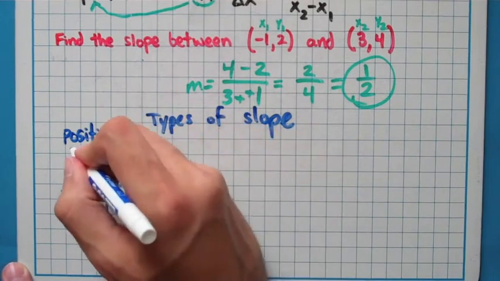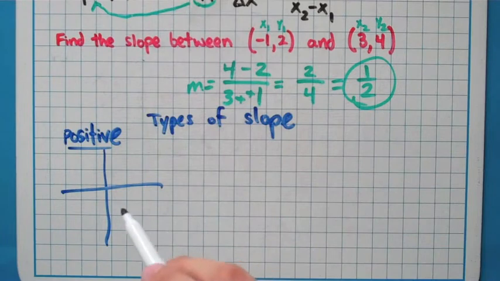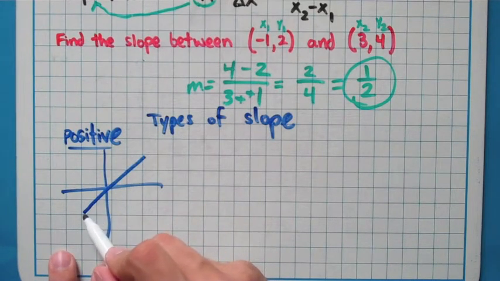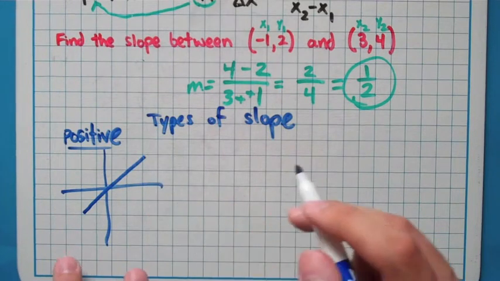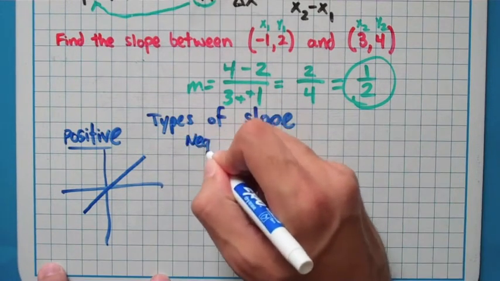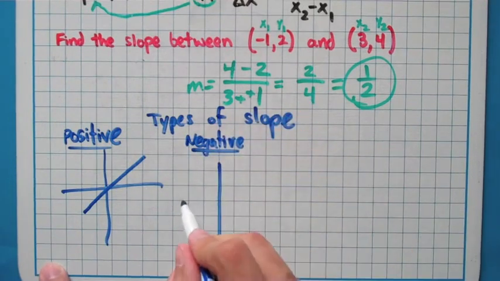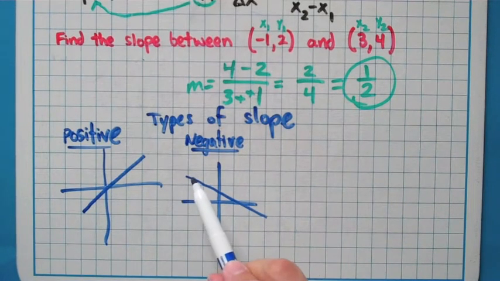A positive slope is when you get a positive number, like right here for your answer. When your slope is positive, the line will go up from left to right. So if you're looking from left to right, the line is increasing, it's going upwards. That's a positive slope. If you have a negative slope, it's going to make your line go down. So a negative slope would look something like that. From left to right, the line is going downwards.